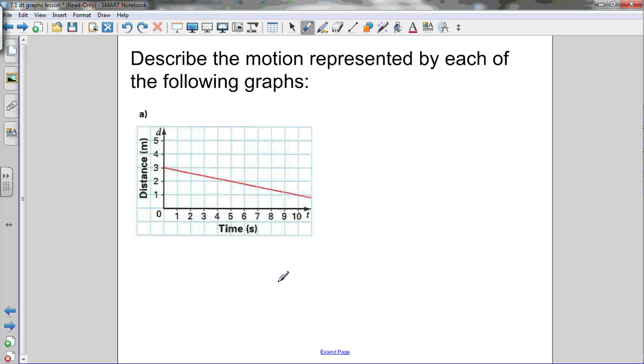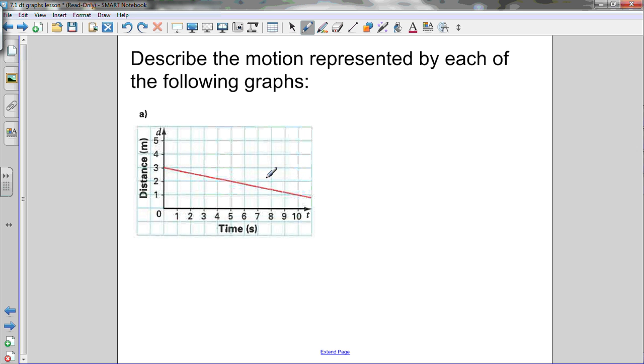So we've described that whole thing now. Next question. Let's describe the motion represented by each of the following graphs. Now I've got some units of distance and units of time, so I can be a little more specific with their movement here. I've got a straight line, so they're moving at a steady pace.